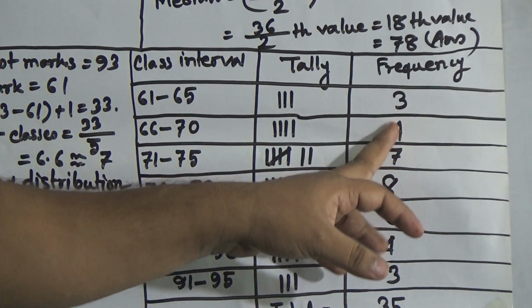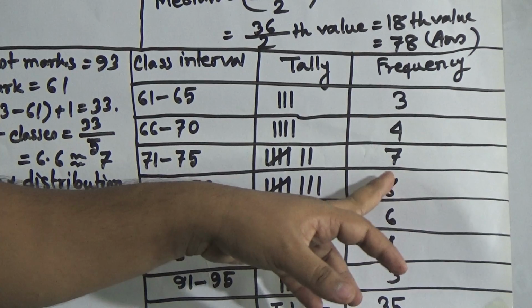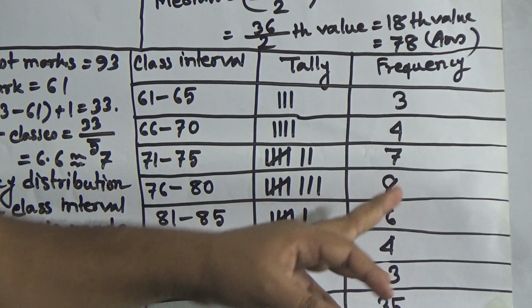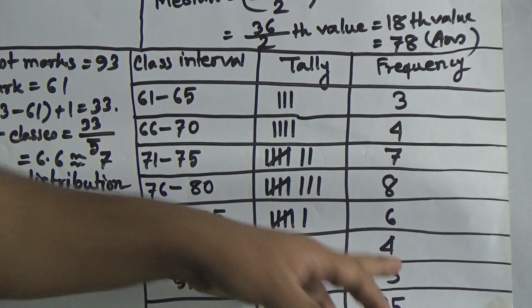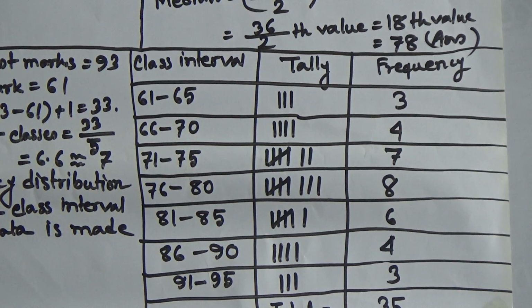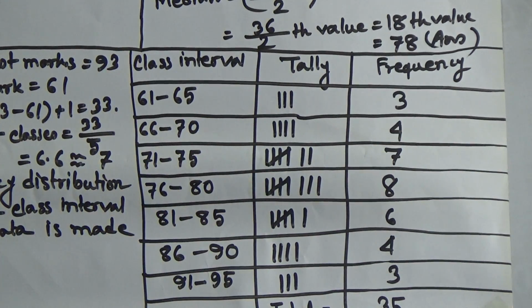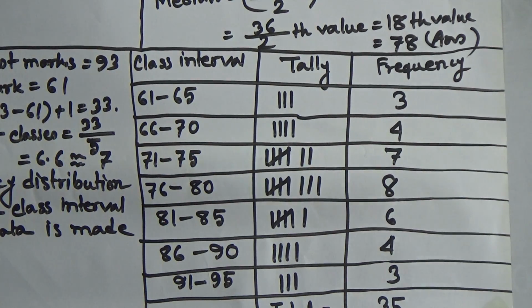So 3 plus 4 is 7, 7 plus 7 is 14, 14 plus 8 is 22, 22 plus 6 is 28, 28 plus 4 is 32, 32 plus 3 is 35. My dear students, this is the frequency distribution table with 5 as class interval. I hope you have understood, and this question is already solved in class 6 and class 7, so it is easier for you.